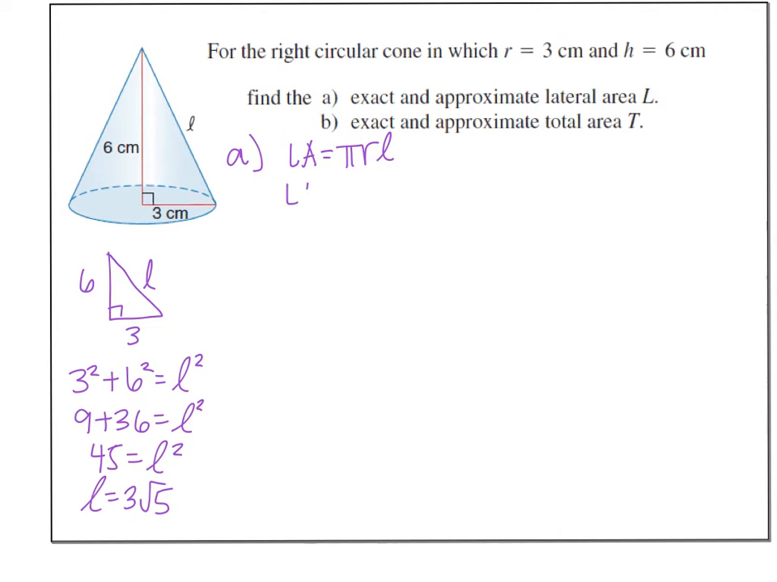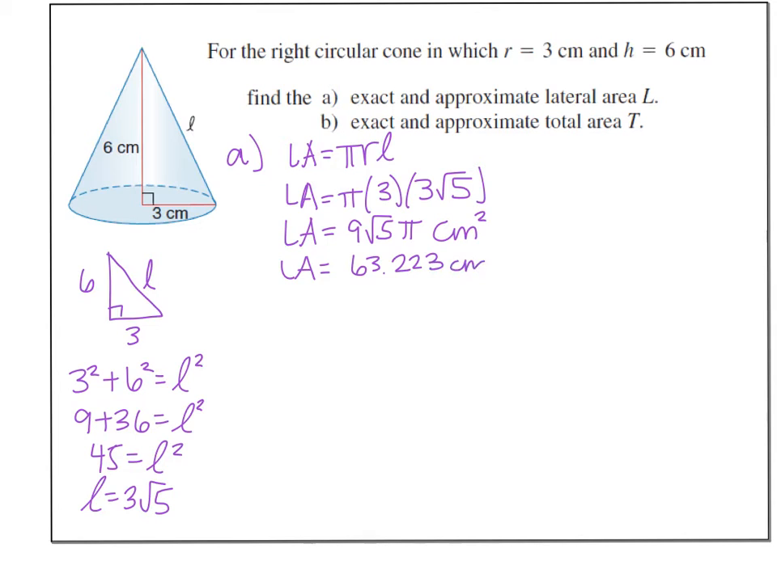So that's perfect. Let's go ahead and plug in what we know. Pi times my radius, which is 3, times my slant height, which is 3 root 5. When we multiply, we only multiply the 3's together because that root 5 is already being multiplied. So I end up getting my lateral area as 9 root 5 times pi. Don't forget your units, centimeters squared. When I want the approximate, I plug that into my calculator, and I see that my lateral area ends up being 63.223 centimeters squared. So that's for the lateral area.